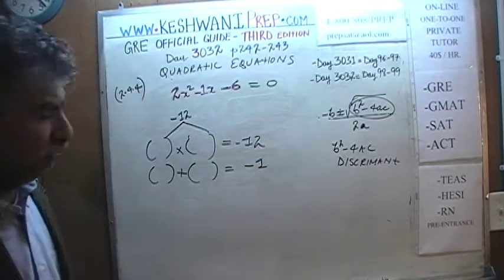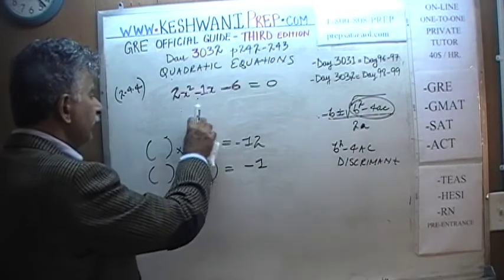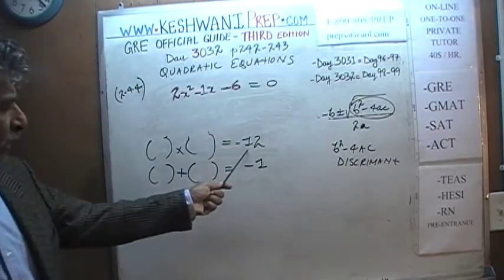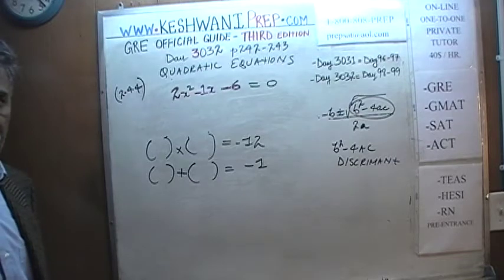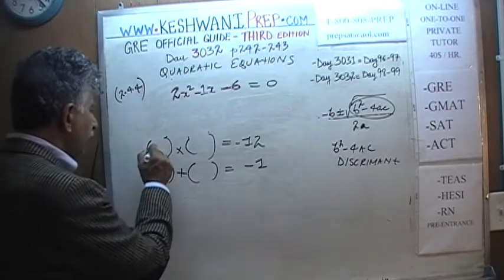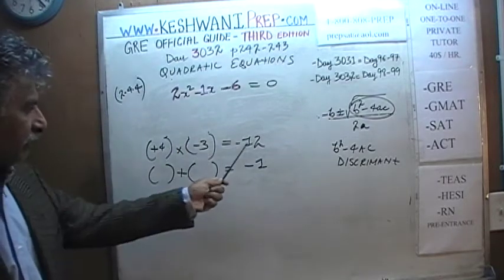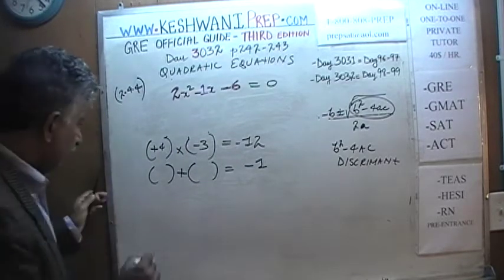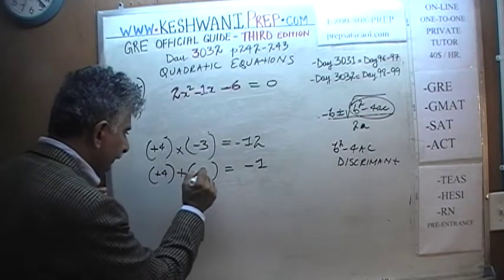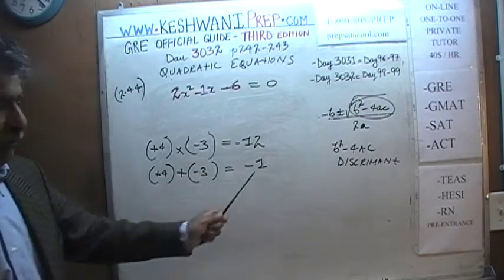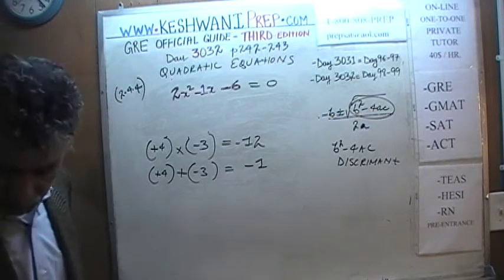Can you think of two such numbers whose product happens to be negative 12 and the sum has to be negative 1? Well, it's very simple. It's 4 and 3. Positive 4 and negative 3 has a product of negative 12. But positive 4 and a negative 3 will not result in a sum of negative 1. We want a sum of negative 1, which means we want the other way around.